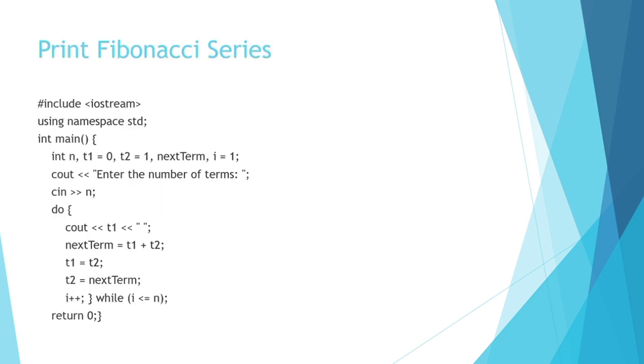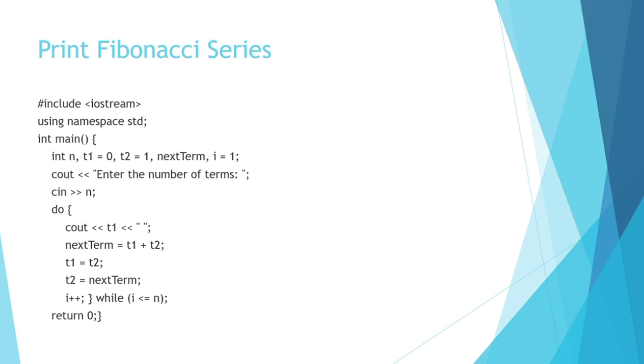Print Fibonacci series. Variable initialization. N, a variable to store the number of terms in the Fibonacci series that the user wants to generate. T1 equals 0, initializes the first term of the Fibonacci series. T2 equals 1, initializes the second term of the Fibonacci series. Next term, a variable to hold the sum of T1 and T2, which is the next term in the series.